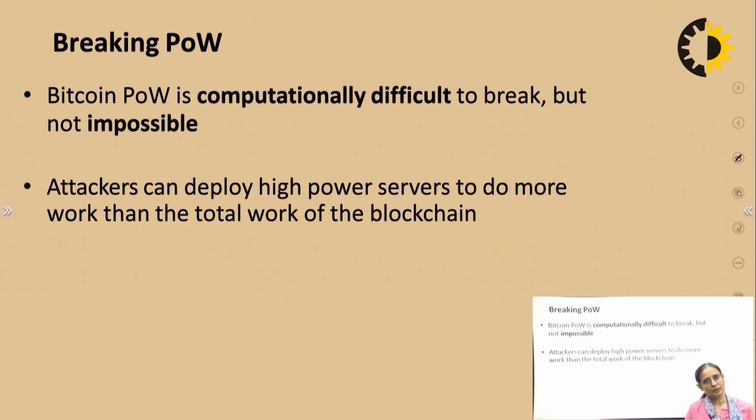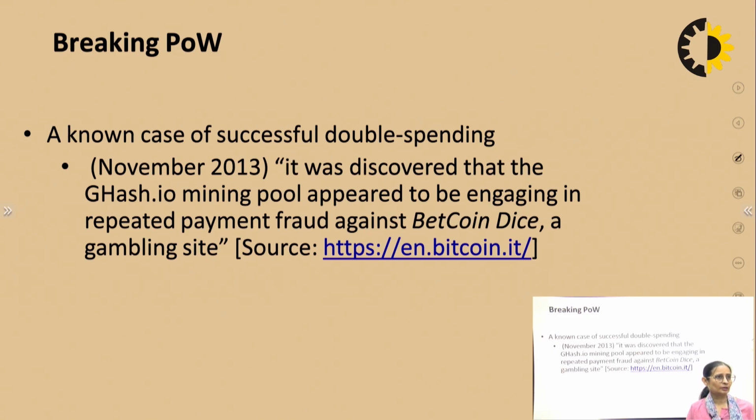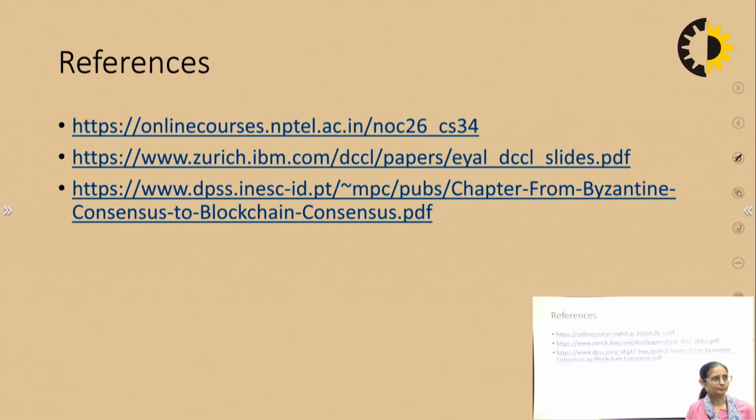So now the question comes, can we break the POW? The answer is, although it is computationally difficult, it is not impossible. The attackers generally deploy high power servers to do more work than the total work of the blockchain. A known case of successful double spending was reported in POW in November 2013. It was discovered that the Hash.io mining pool appeared to be engaging in repeated payment fraud against Bitcoin Dice, a gambling site. You can find more information on this particular site.